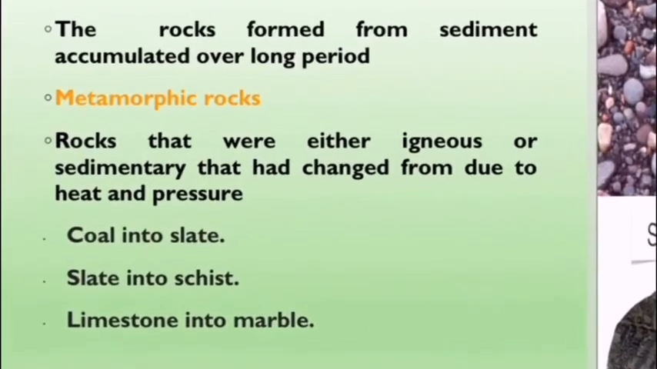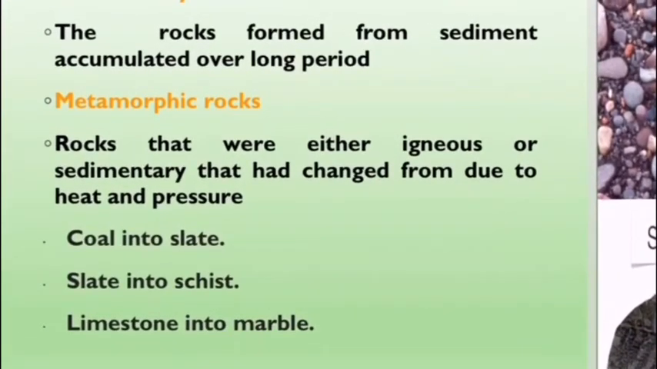Sedimentary rocks are made of small rocks. The small rocks are formed by the action of water or wind, and these are called sediment. This group of sediment forms one rock called sedimentary rock. The rocks are formed from sediment accumulated over a long period. After a long period, the sedimentary rocks are formed.